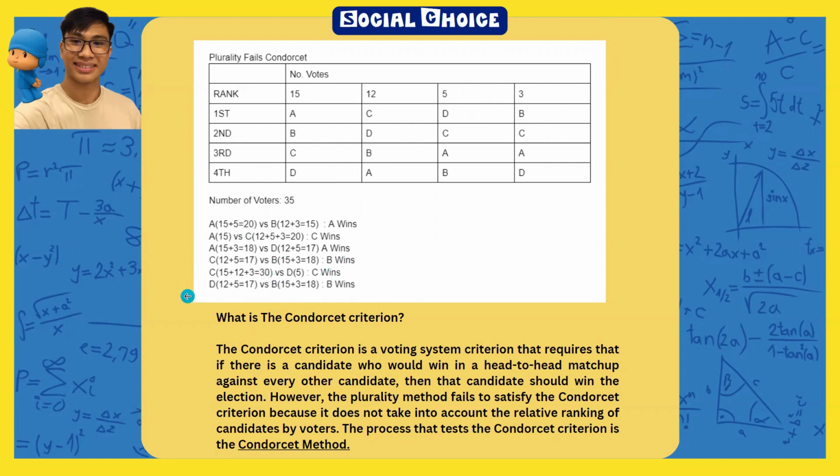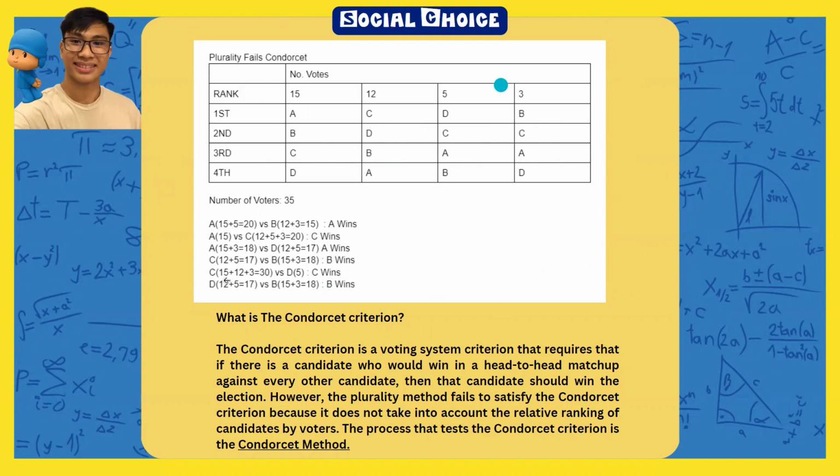So sa last one naman, mas mataas si B kaysa kay D dito. So makukuha niya yung 15. Mas mataas si D kaysa kay B dito. So makukuha niya yung 12. Mas mataas si D dito kaysa kay B, makukuha niya yung 5. Tapos mas mataas si B dito kaysa kay D, so makukuha niya yung 3. So, add natin silang lahat. 17 versus 18, makukuha ni B yung panalo kasi mas mataas siya kay D.